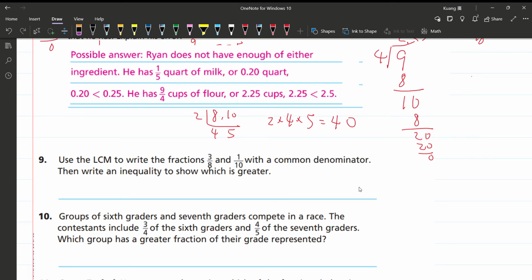Then write an inequality to show which one is greater. So I write which one is greater than which one as an inequality.